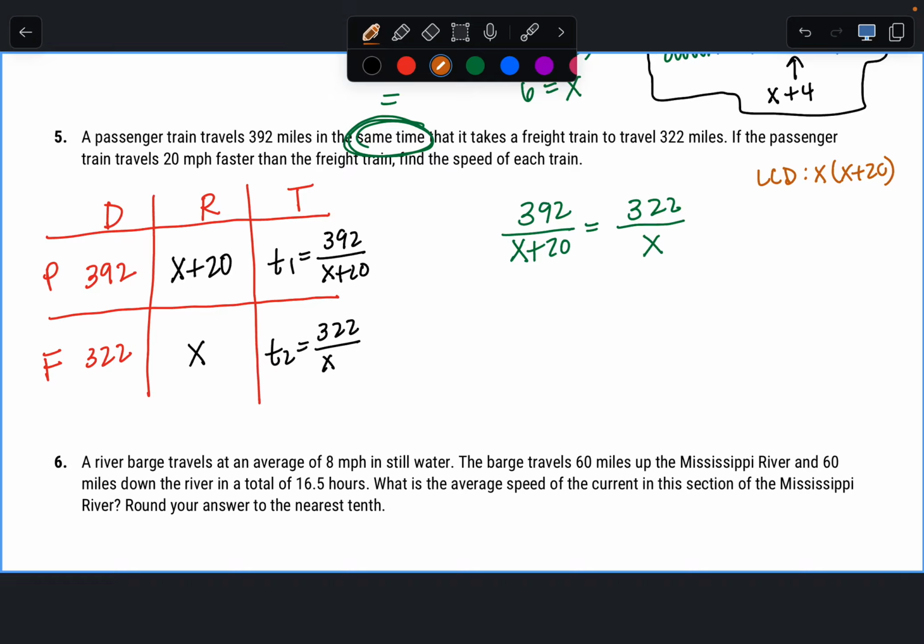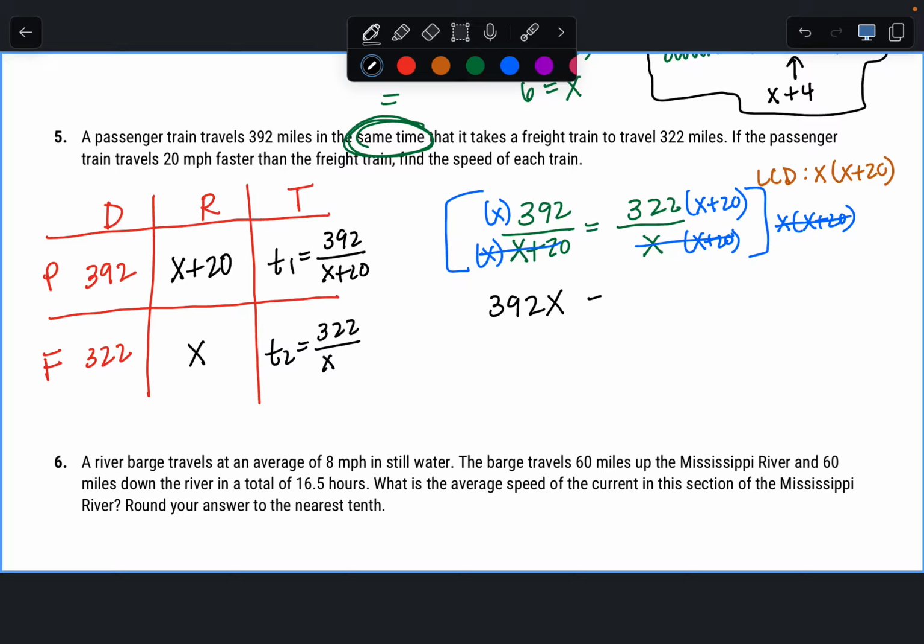So now I'm going to go in and I'm going to give an x to the numerator, x to the denominator, x plus 20 to the numerator, x plus 20 to the denominator, and they eventually get canceled out. From the denominators only, not from the numerators. And then we are going to get 392x is equal to 322x plus 6,440.